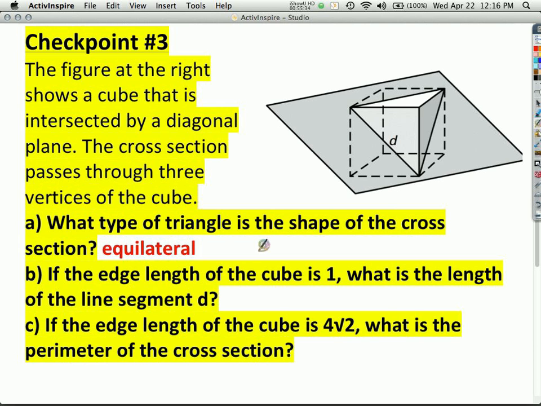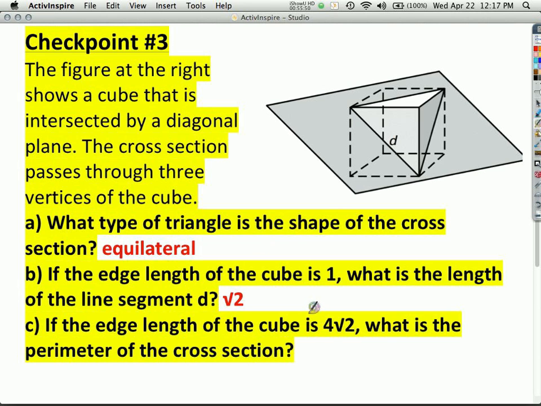Part B. If the edge length of the cube is 1, what's the length of D? I've got student number 1 and student number 5. Oh, right. Student number 5. It would be radical 2.